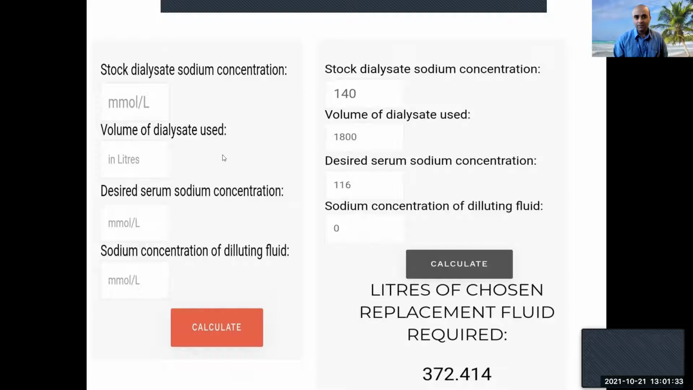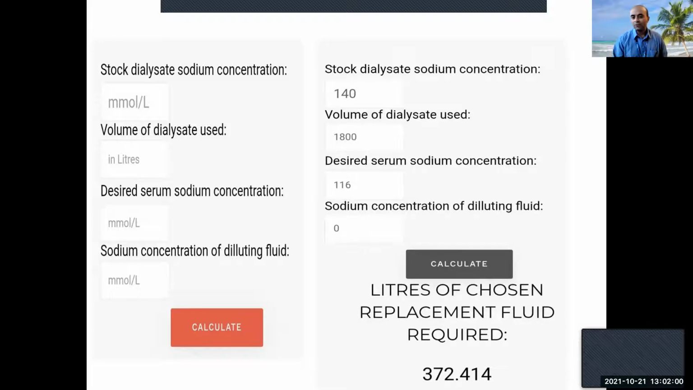Our dialysate sodium concentration is 140, this is fixed. The dose of your dialysate, as we mentioned before, is 25 multiplied by 70, around 1,800. Your desired sodium, if my patient's sodium is 110, will now be 116. Then the sodium concentration of the diluting fluid: the diluting fluid is either half normal saline or D5 water. If I use D5 water, it means zero sodium. If half normal saline, 77.